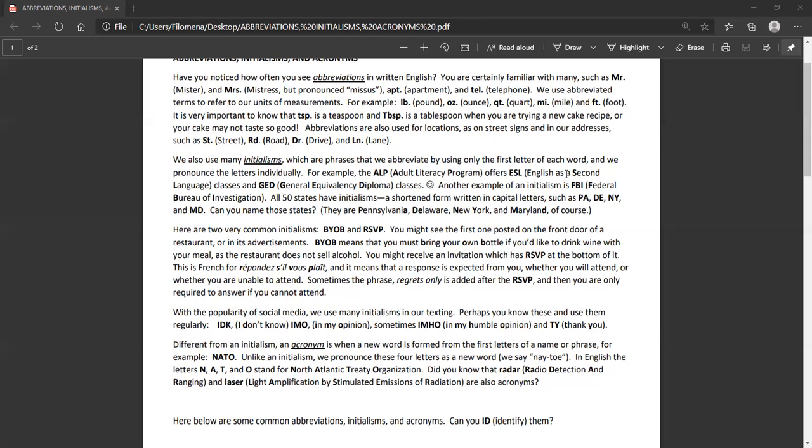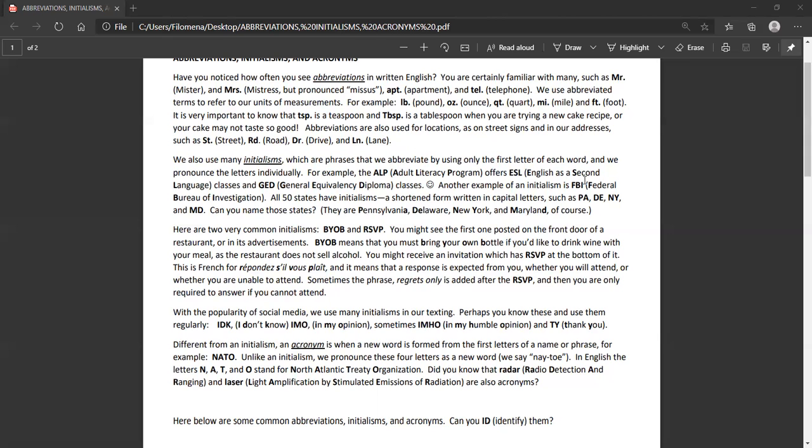Different from an initialism, an acronym is when a new word is formed from the first letters of a name or phrase. For example, NATO. Unlike an initialism, we pronounce these four letters as a new word. We say NATO, not N-A-T-O. In English, the letters N, A, T, and O stand for North Atlantic Treaty Organization.